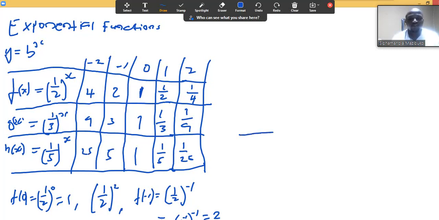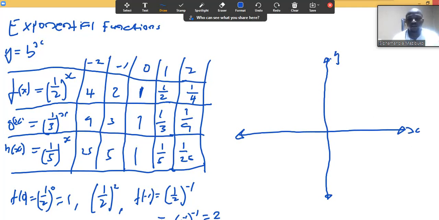So our graph shall look like this. This is a fraction, so our b is a fraction. This is our x, this is our y. The first point would be x is 0, y is 1, then 1 is to half. Obviously, minus 1 would be 2, and then minus 2 is to 4. So the graph will look like that.